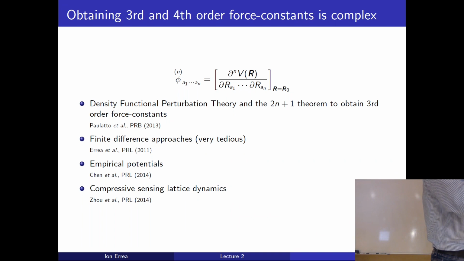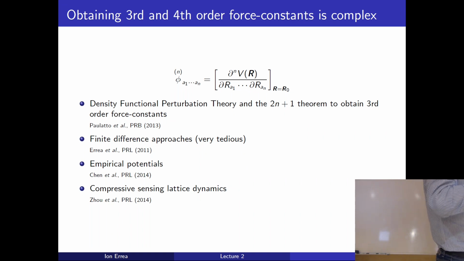Why? Because we need to calculate the higher order force constants, which are derivatives of the Born-Oppenheimer potential with respect to displacements. Imagine if you have a crystal, the degrees of freedom are crazy, so calculating these derivatives is very difficult, right? There are different ways of doing it. For example, you can do it with density functional perturbation theory using the 2n plus 1 theorem, and this can give you the third order force constants right away. Lorenzo Paulatto and Francesco worked on that, and I think this is implemented in Quantum ESPRESSO already. The Quantum ESPRESSO code can calculate third order force constants in this way.